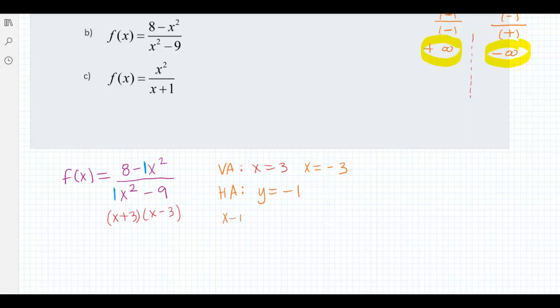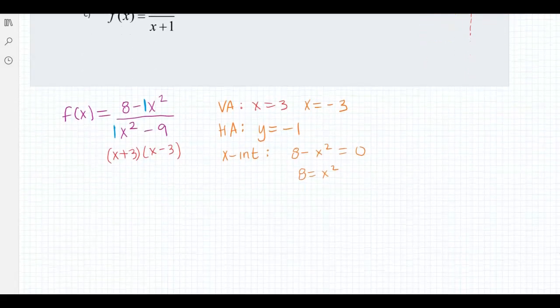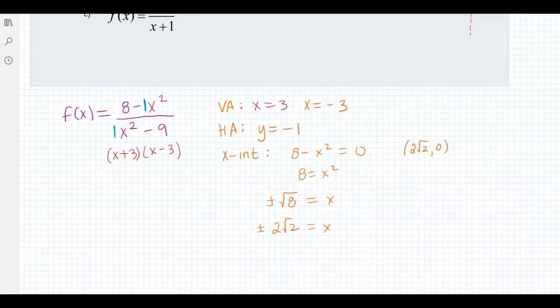X-intercept, when does the numerator equal 0? We have 8 minus x squared equals 0, or 8 equals x squared. So x is going to be plus or minus square root of 8, or 2 square root 2. So we'll have 2 square root 2 comma 0 and negative 2 square root 2 comma 0.